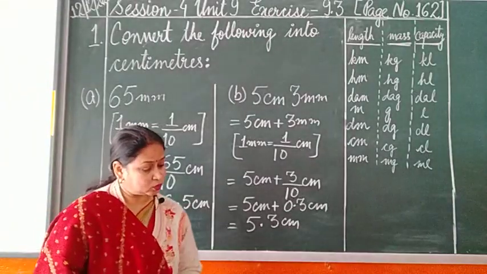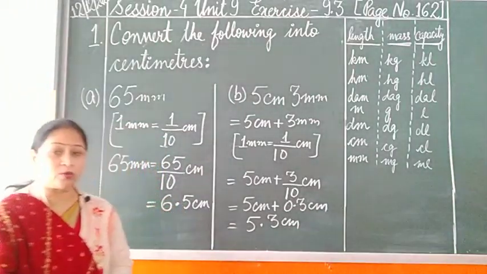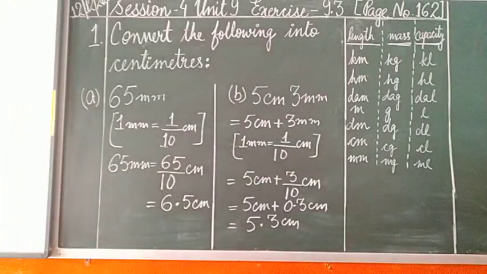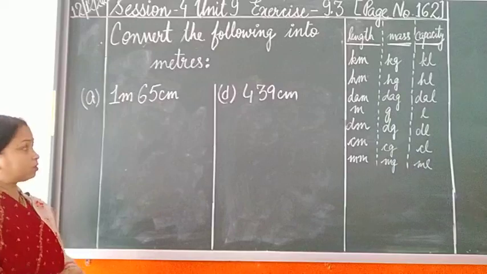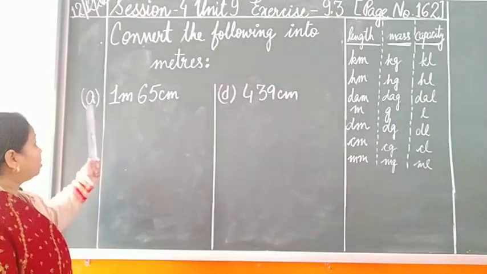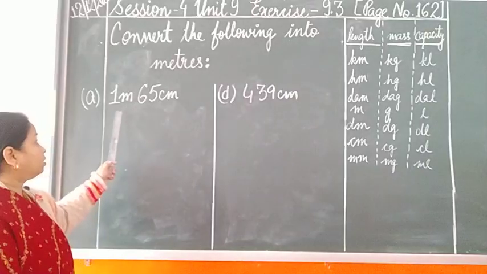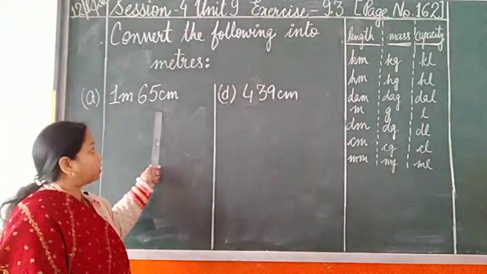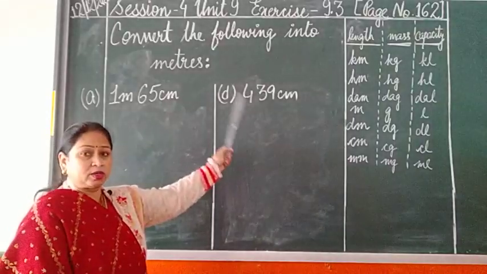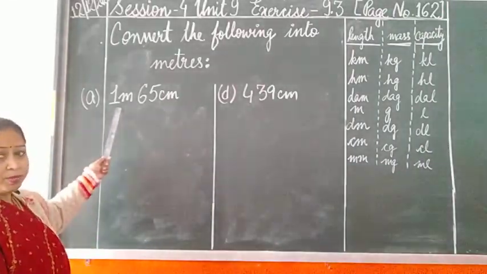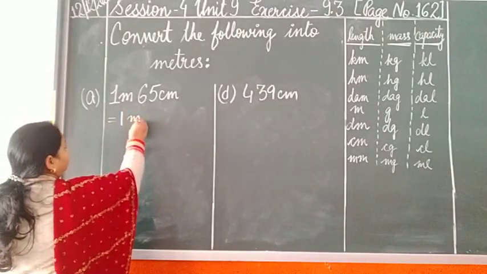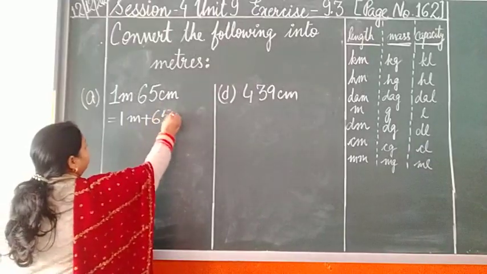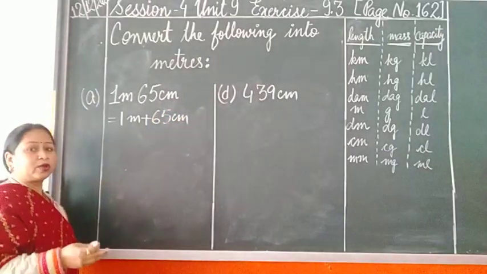Let us move on to the next question, which says convert the following into meters. So, I will erase this one and then we will be doing the next question. Now, the next question is convert the following into meters, where I have taken two questions again, question number A and question number D. So, 1 meter 65 centimeter, this you have to convert into meter, then 439 centimeter you have to convert into meter. 1 meter and 65 centimeter. So, the first step will be, we will just separate it out, 1 meter plus 65 centimeter, and then we will see which one we are going to change.